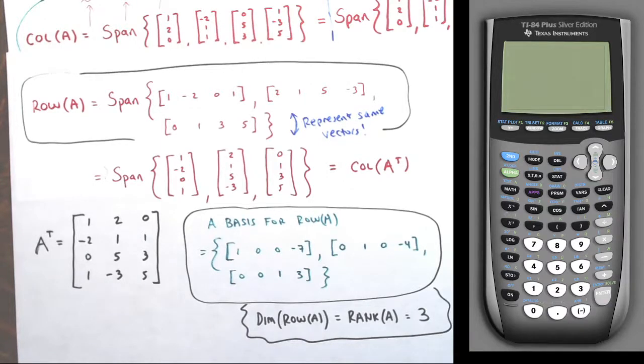When you find the dimension of the row space and the dimension of the column space, they should have the same number of vectors in them, because they correspond to these pivots, and you have the same number of pivot columns as you have pivot rows.